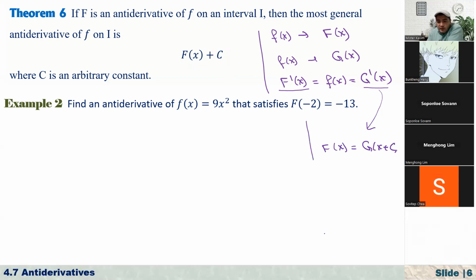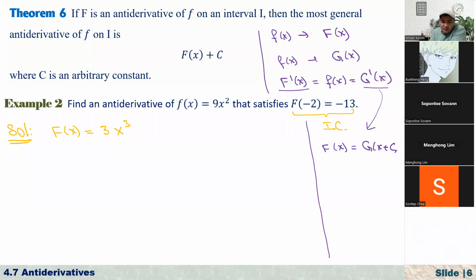Okay, now let's get back to our example 2. In this example, it says, find an antiderivative of this that satisfies the condition. Here we call this the initial condition, IC, that passes through this point. So first we have to find this capital F. What is capital F of x? What function's derivative is 9x squared? We know that it is 3x cubed. If you differentiate this, it is 9x squared.